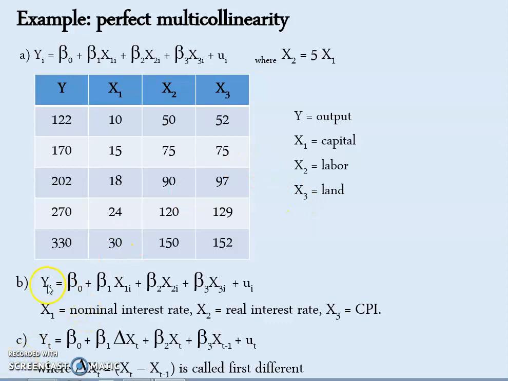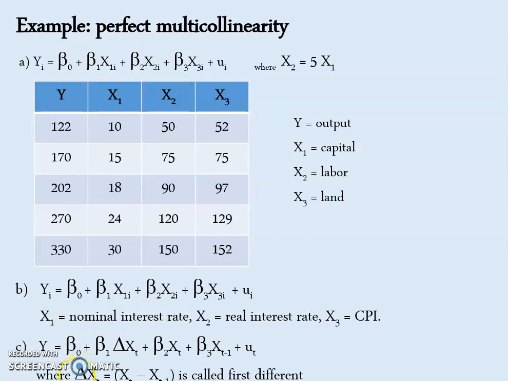The second example is y on x1, x2, and x3, whereby x1 is the nominal interest rate, x2 is the real interest rate, and x3 is CPI. We can suspect that there will be a problem of multicollinearity, because in order to get the real interest rate, it is simply the nominal interest rate and also CPI. You take out the inflation from the nominal rate in order to get the real interest rate. So there will be a collinearity between these variables.